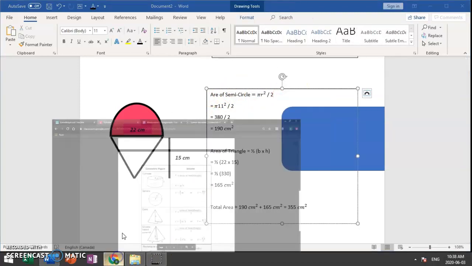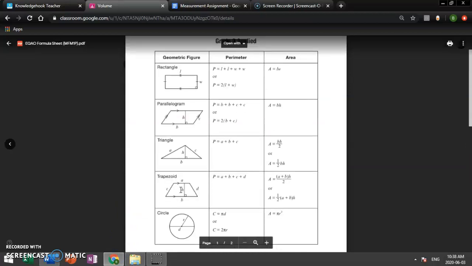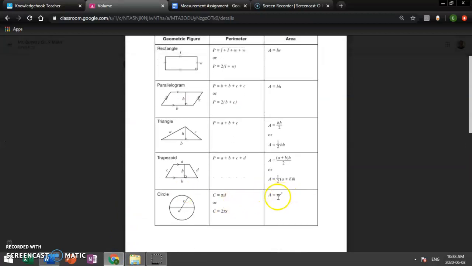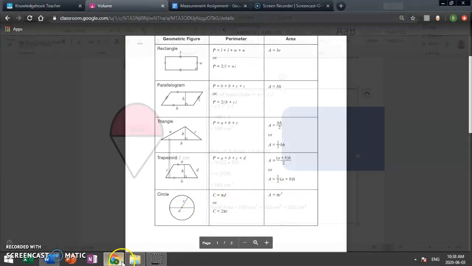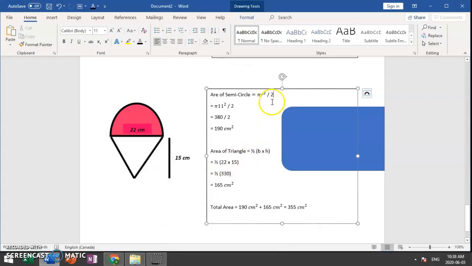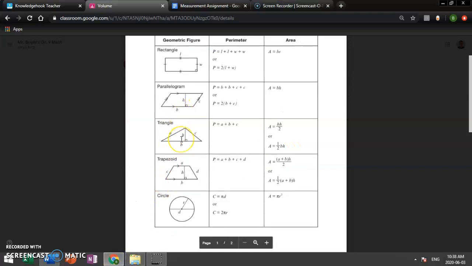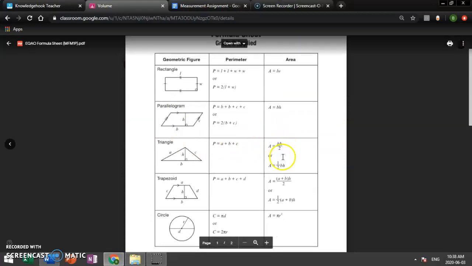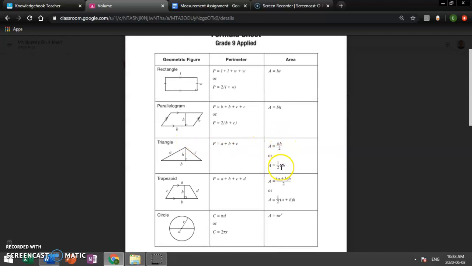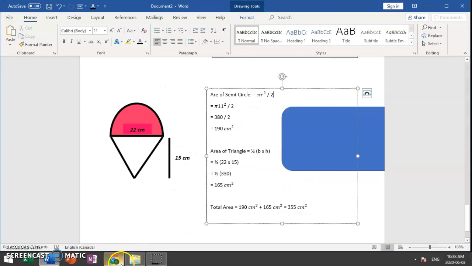How do I know that? Well, area of a circle is pi r squared. So if I want to find the area of a half circle or a semicircle, I just got to divide my answer by 2. That's why I put divided by 2. And then area of a triangle or the cone is 1/2 base times height, or base times height divided by 2, which I also know from my sheet right here, right? Base times height divided by 2, or 1/2 base times height. You're always going to have access to these equation sheets, all right? So you never have to memorize that. Then just plug in the numbers.